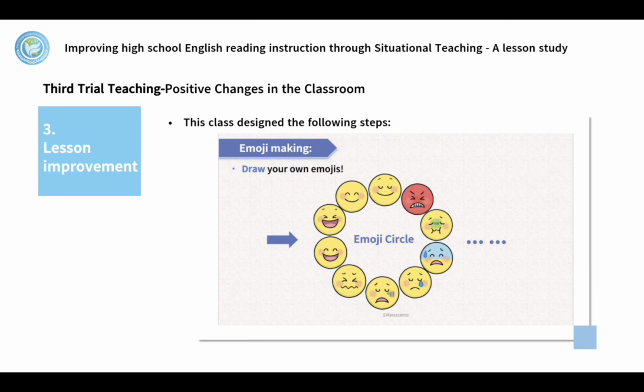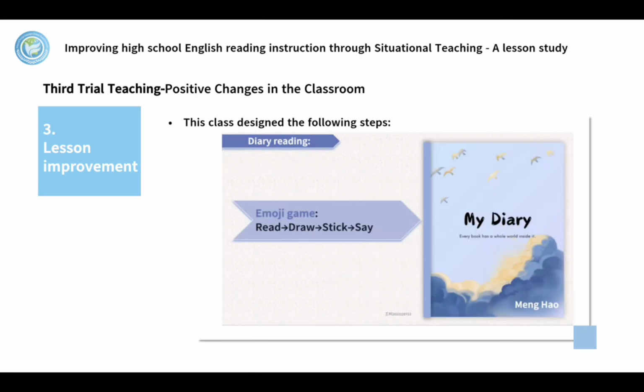So firstly, we seized the identity of the students as first-year high school students and the first unit of high school for teaching. We used the form of emoji making to focus on the students themselves and let them share their emotions on the first day of senior high. And then we created the situation of reading the diary. We seized the type of the article as a diary, and we adapted the text into a diary.